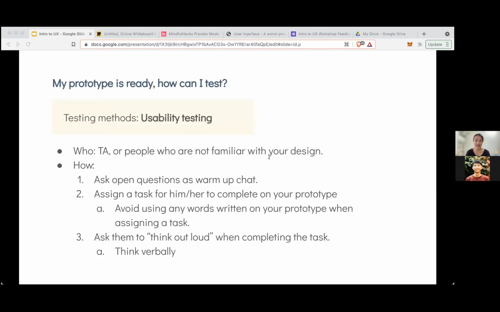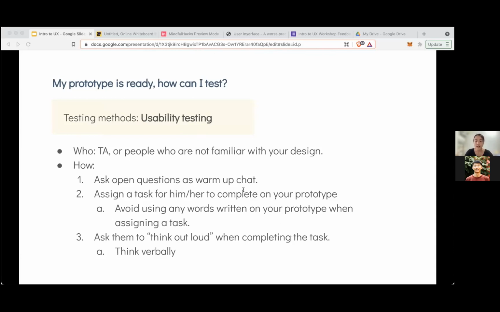And then the second thing is you're going to assign a task for him or her to complete on your prototype. So if you're testing a food delivery app, you want to see if they know how to order food on the app, and there is an order button on the screen. The task you give them should not involve the word order, because we should always avoid using any words written on the prototype when assigning a task, because then the user will look for the word order on the prototype when they're testing.